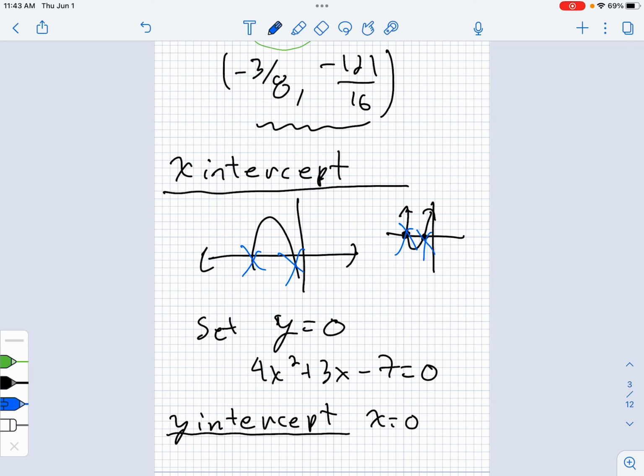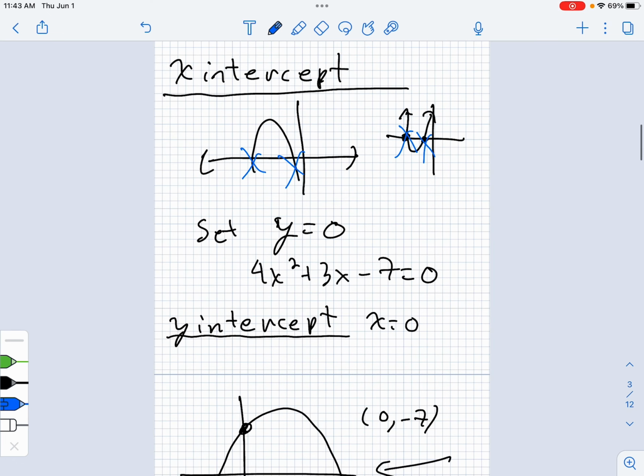And at that point, y is always equal to 0. So that's why I set my equation equal to 0, and I would try to solve. Sometimes it's fairly easy to solve, sometimes it's not. Sometimes you can factor it, sometimes you can't. Sometimes you'll use the quadratic formula, complete the square, whatnot.